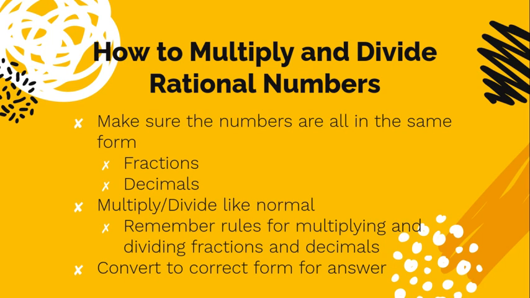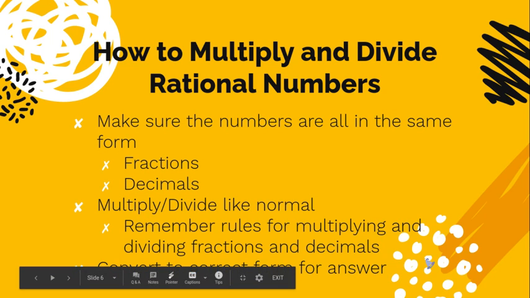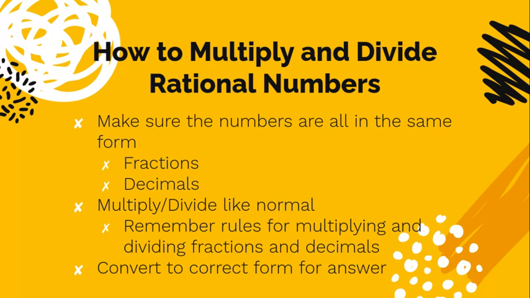And then decimals, you multiply just like normal numbers, but you have to remember the decimal points, however many numbers are after the decimals in all. So if I have 0.25 and 0.5, there are 3 numbers after decimals in all of them. That's how many numbers can be after the decimal in my answer, okay? And then convert to your correct form for the answer. So if I have it in decimal form, but it wants it in fraction form, make sure you convert it, okay?